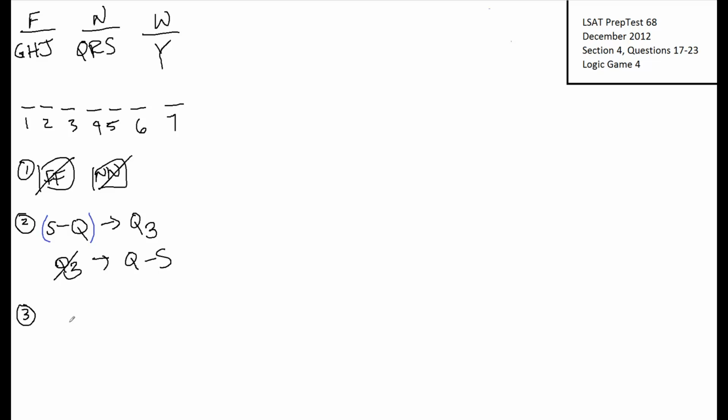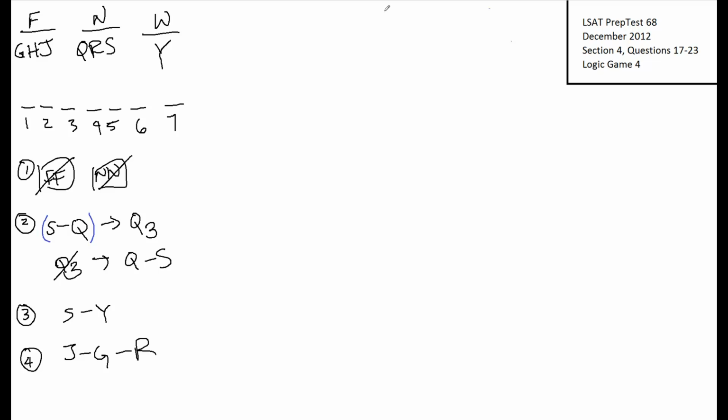Okay, next. S is earlier than Y. A nice, simple sequencing rule for us, right? And rule number 4 says J must be earlier than G, so J is before G, and G must be earlier than R. So again, another nice, simple sequencing rule for us.